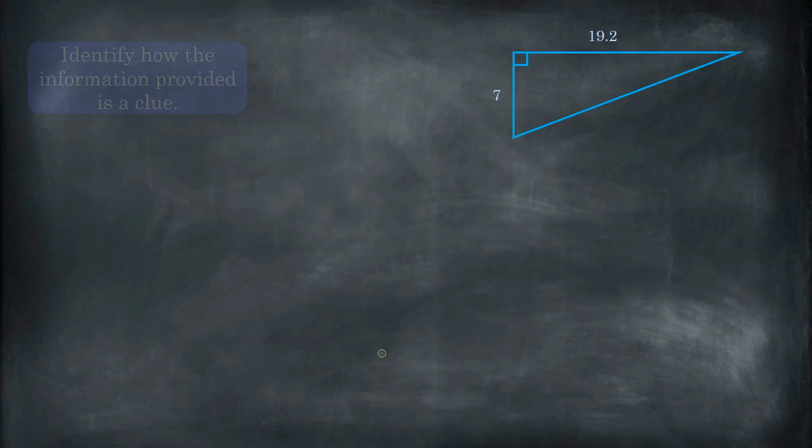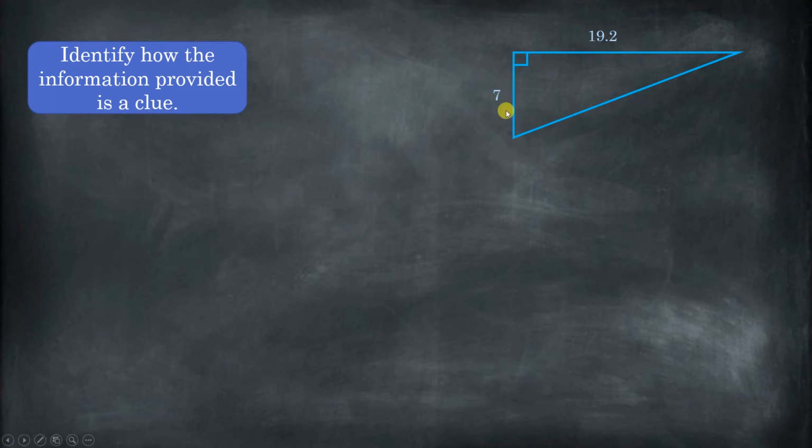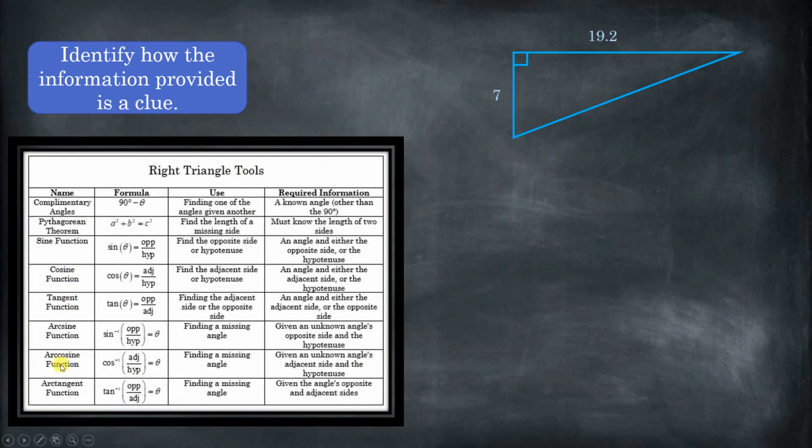Now, we're going to start off by trying to figure out how this information can be used. We have two sides. We have a right triangle. How can this information be used to find the two angles and the missing side? So I've got this right here. This is like a reference sheet of all the things we can use for a right triangle that we know so far. I'll put a link in the description.